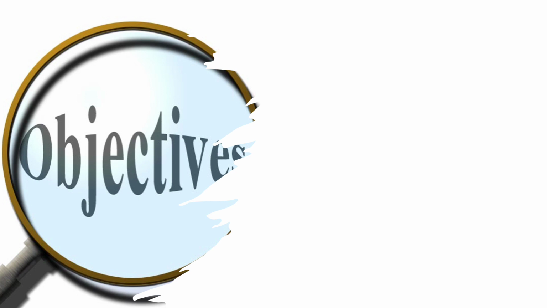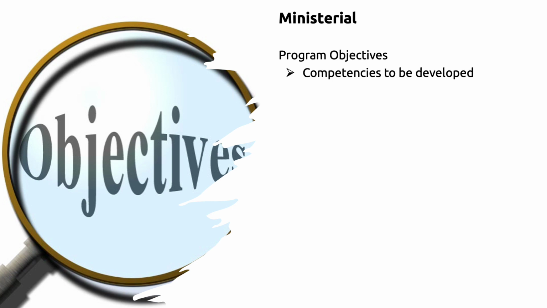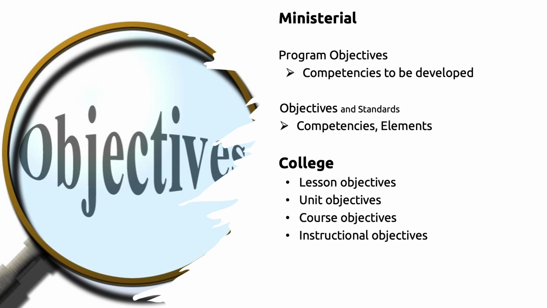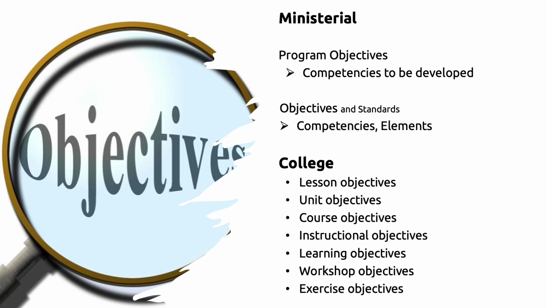Let's begin by examining the word objective. At the ministerial level, there are program objectives. Those are the competencies to be developed with the learning activities. There are also objectives and standards. The competencies and the elements are both objectives to be met. In a learning context, there are lesson objectives, unit objectives, course, instructional, learning, workshop, and exercise objectives. And I don't mean working out.